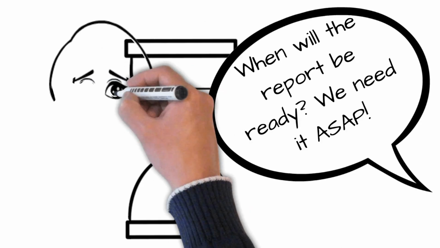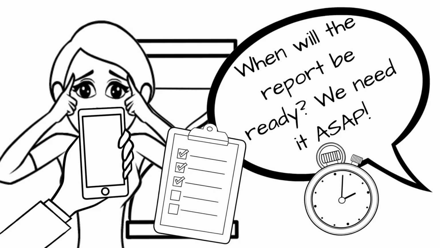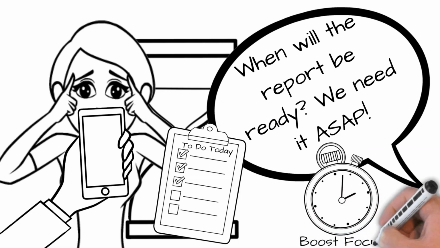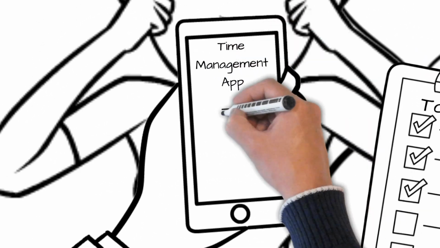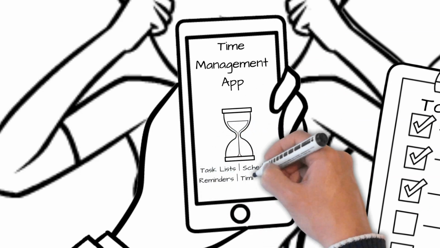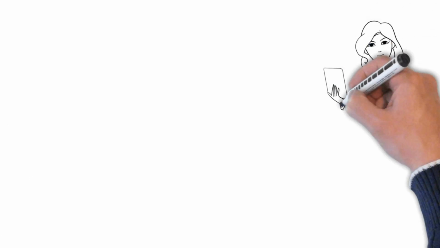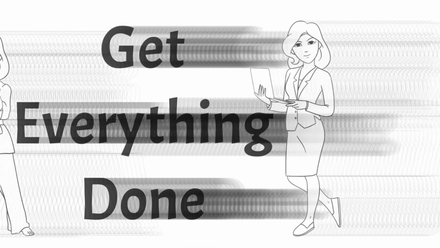Time management takes many forms, including paper to-do lists, timers, and apps. Paper lists are tangible but inflexible, while timers boost focus and are great for in-the-moment work. However, they do fall short in holistic time management. Modern apps blast through these limits, blending task lists, schedules, reminders, timing tools, and analytics in an easy-to-use application. You can use time management apps to get everything done professionally and personally.